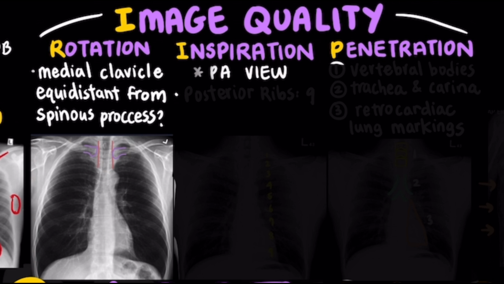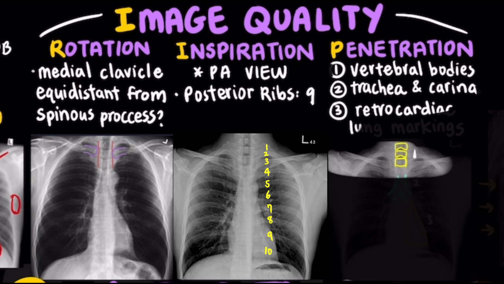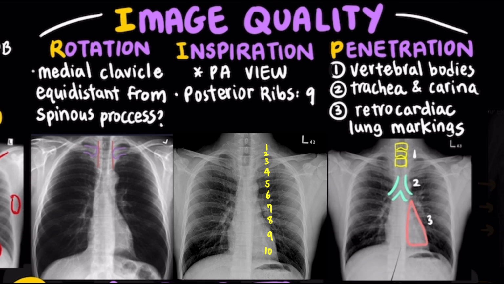Next, inspiration. Count the posterior ribs. These are the ones that run more or less horizontally across the film and are easier to see. Ideally, you want to see at least 9 posterior ribs above the diaphragm in a good PA film. Finally, penetration. You should be able to see the vertebral bodies faintly through the heart shadow. And the trachea, carina, and lung markings behind the heart should also be visible.